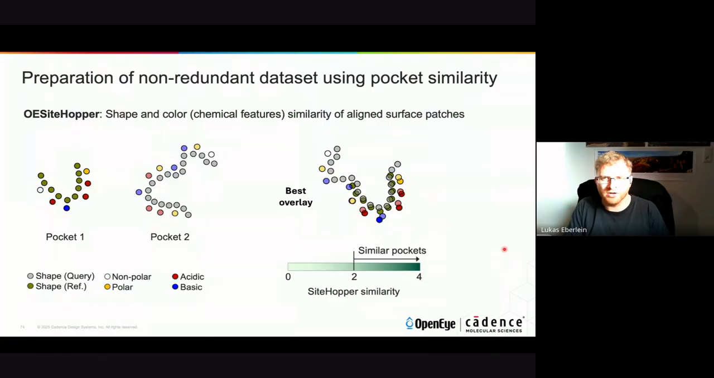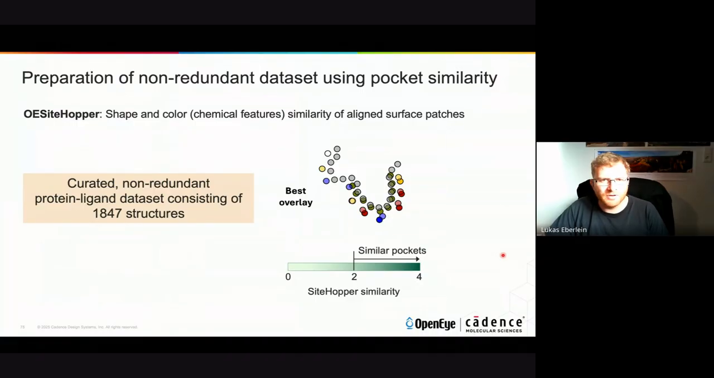For our data set, we deduplicated our pockets based on this pocket similarity, which is not necessarily protein similarity, sequence similarity, or protein family similarity.